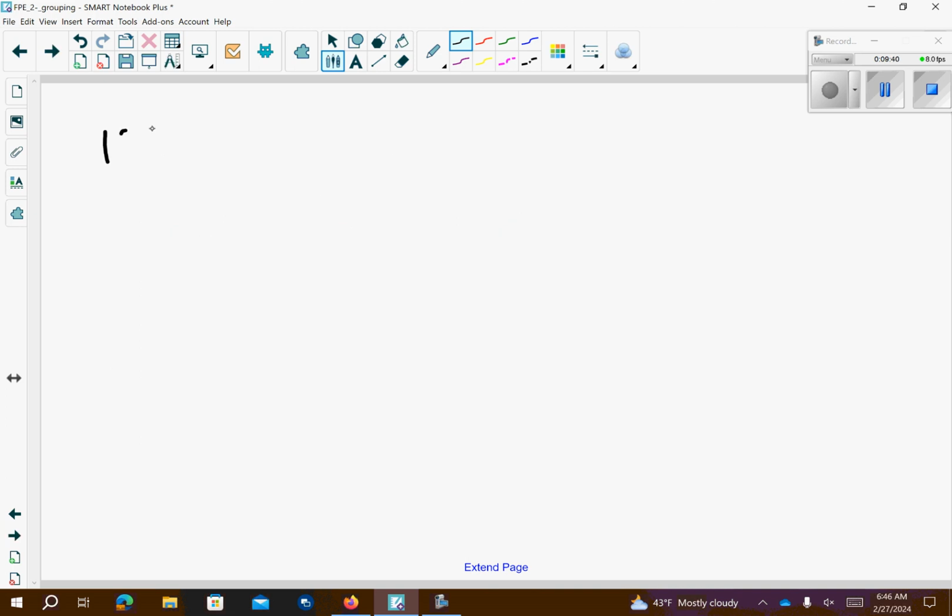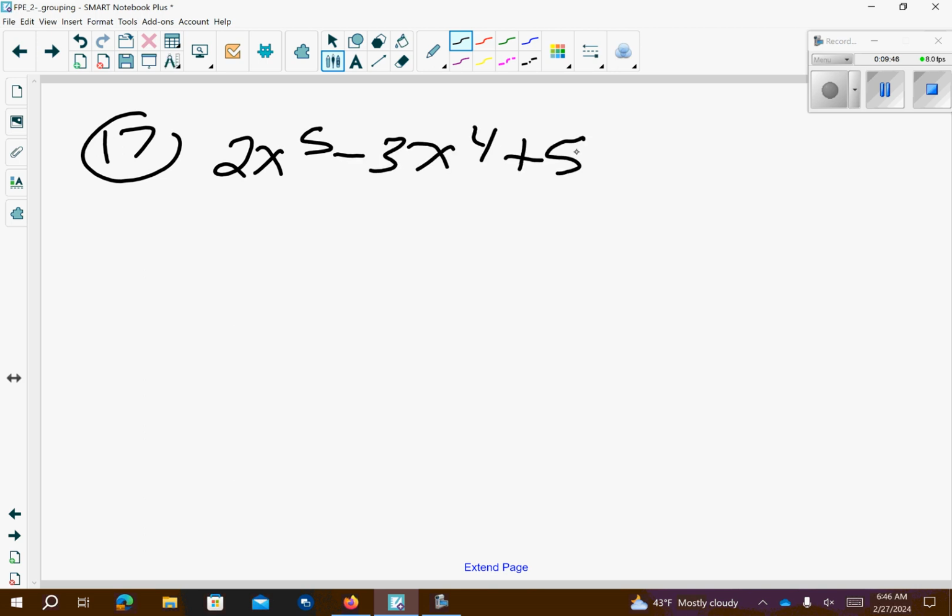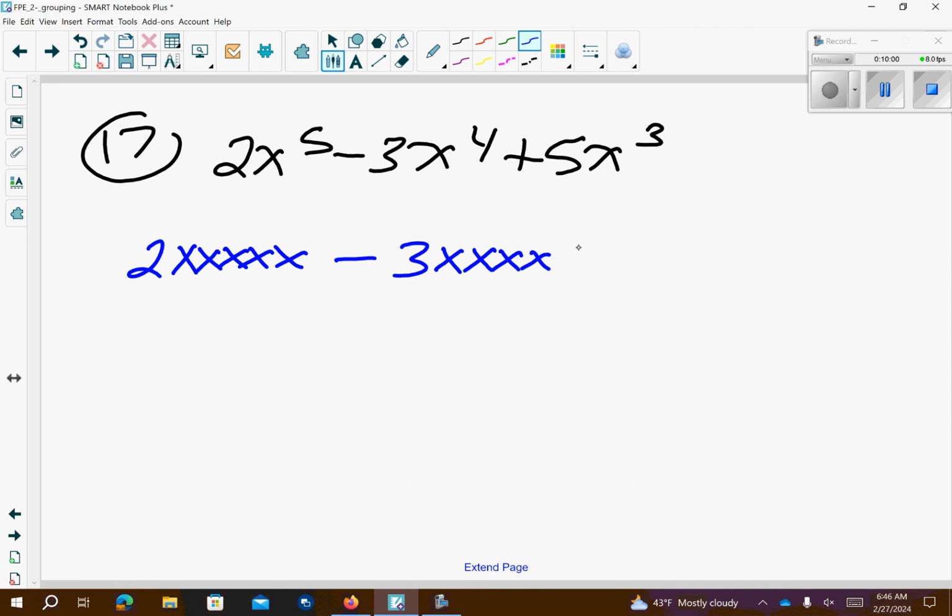Number 17, we have 2x to the 5th, minus 3x to the 4th, plus 5x to the 3rd. Let's break this down. 2 won't break down, but x to the 5th is how many x's? Right, there's 5 of them. Minus 3, then I have x to the 4th, which is xxxx. And then x to the third, and 3 doesn't break down, 5 doesn't break down. x to the third is 1, 2, 3.